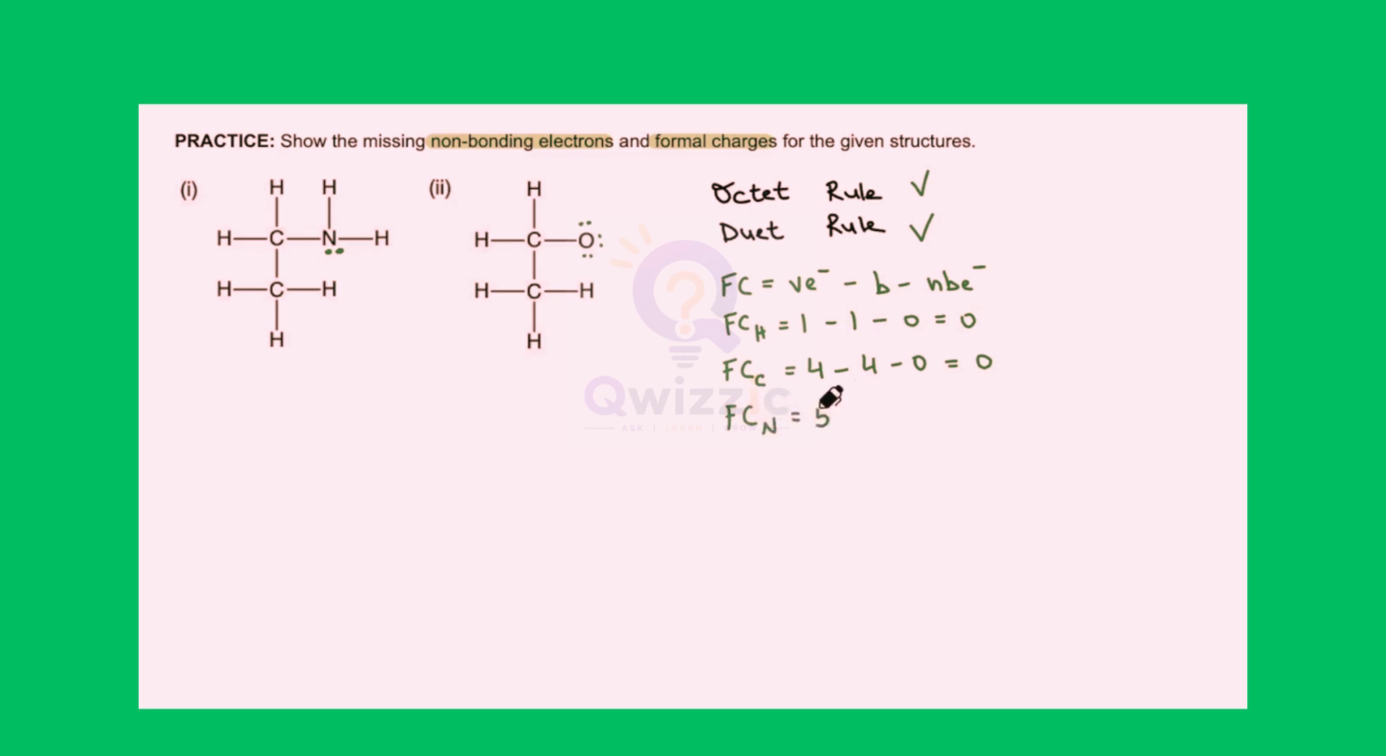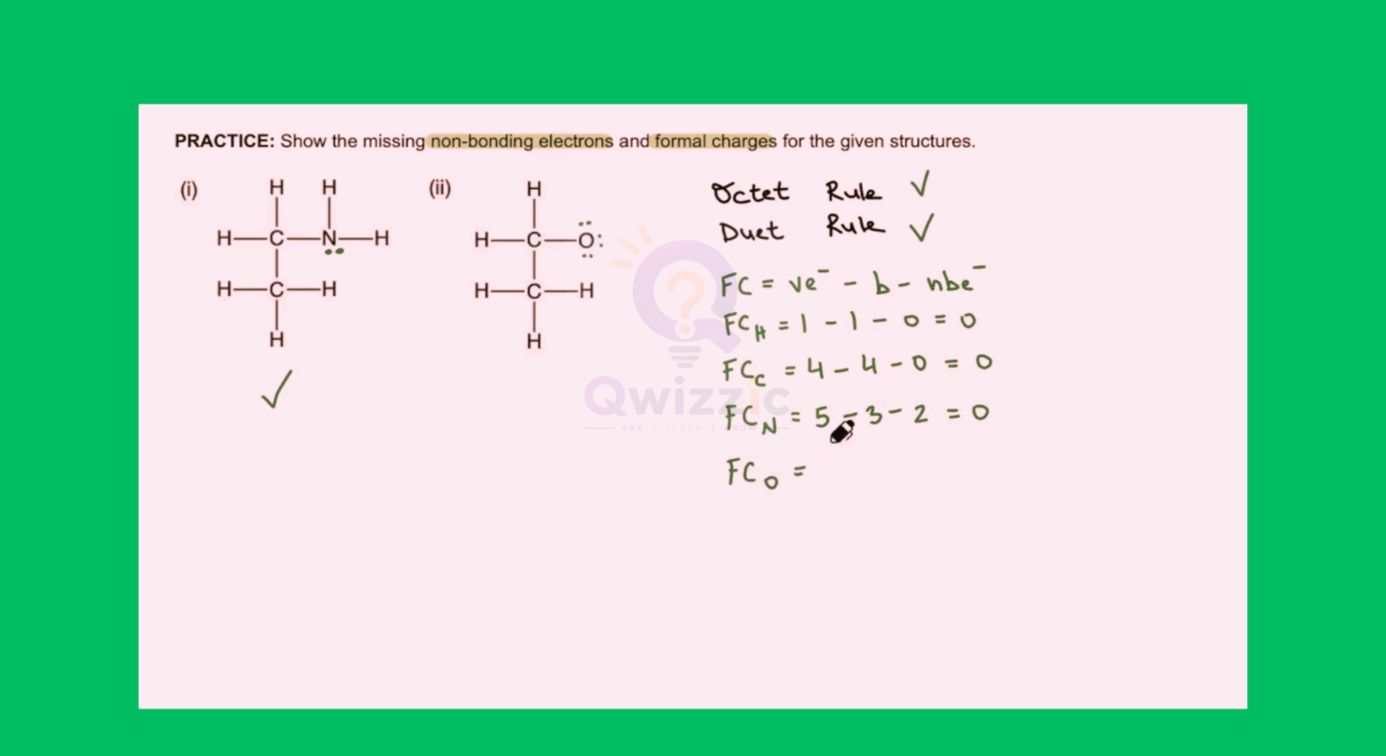Nitrogen has 5 valence electrons. It belongs to group 5A. How many bonds? Well, we have 3 around it. And 2 non-bonding electrons as assigned per the octet rule. So 5 minus 3 minus 2 gives us 0. So nitrogen gets no formal charge, and that means the first structure has no formal charges. We're done with it. But finally, we want to consider oxygen.